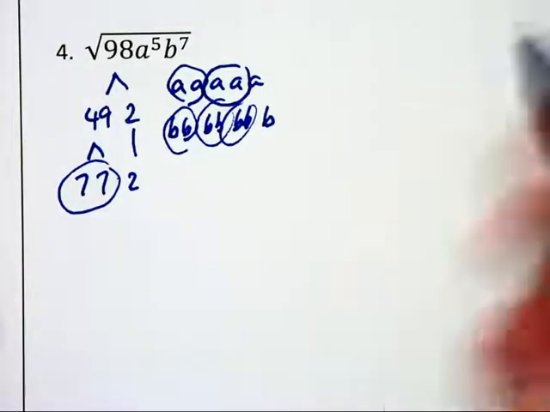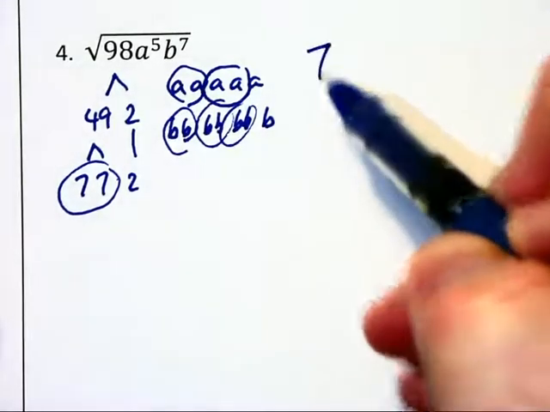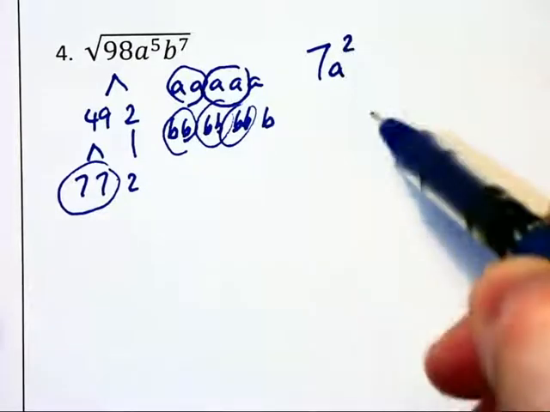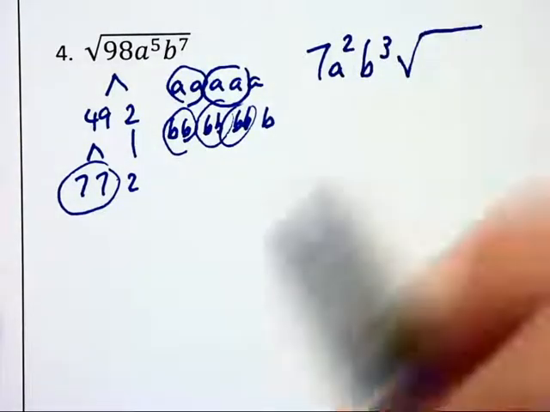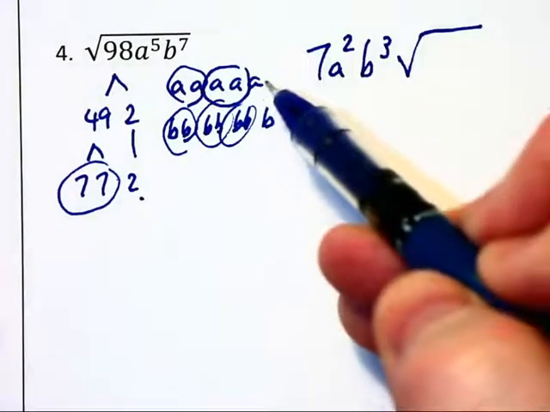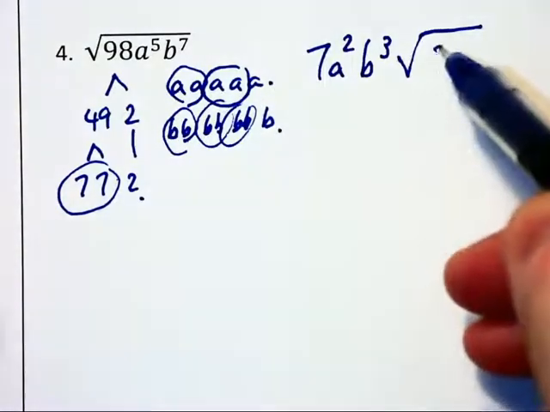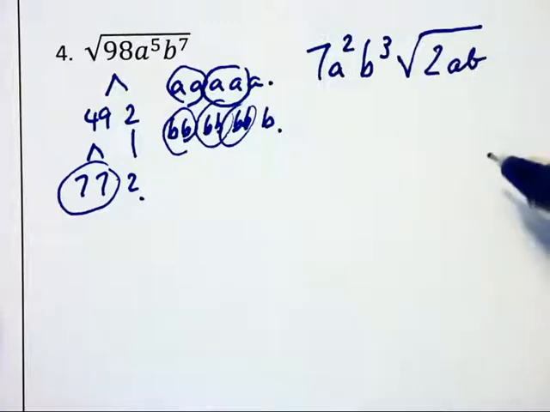And if we do it this way, we're going to have 7 on the outside, a squared on the outside, b to the 3rd on the outside, and then we'd have the square root of 2 times a times b inside, because that's what's left over.